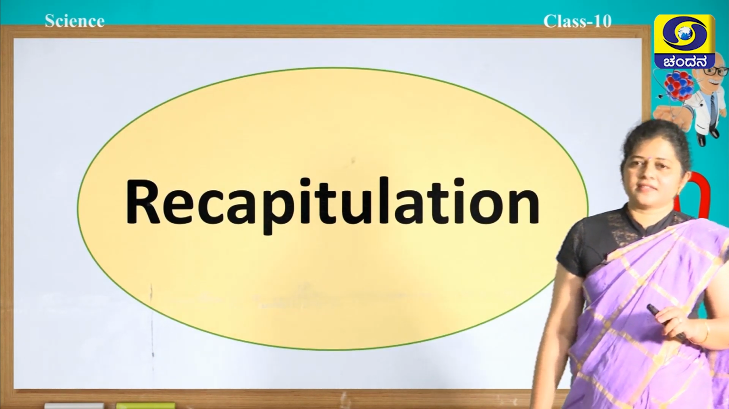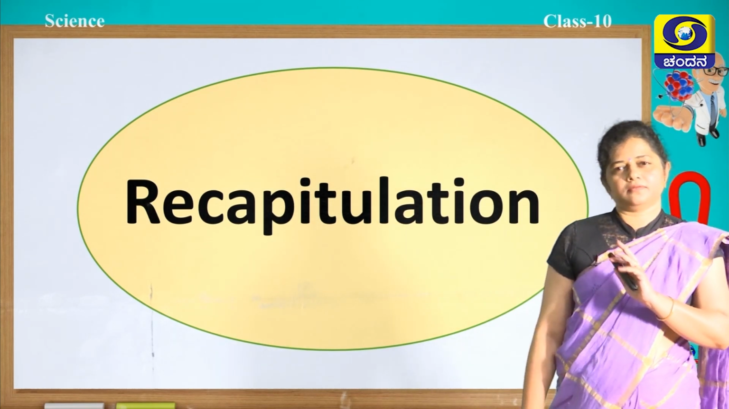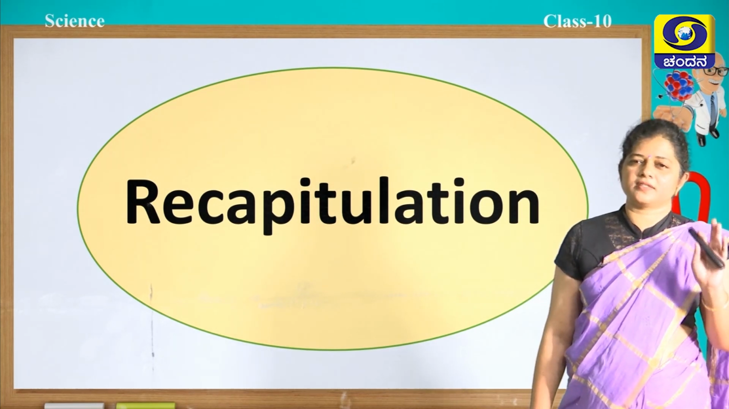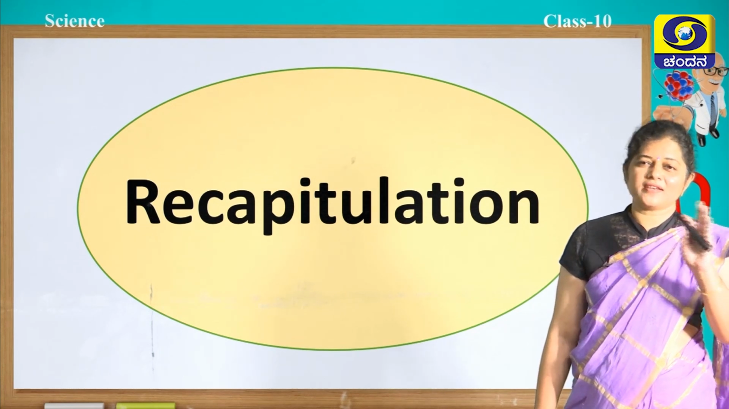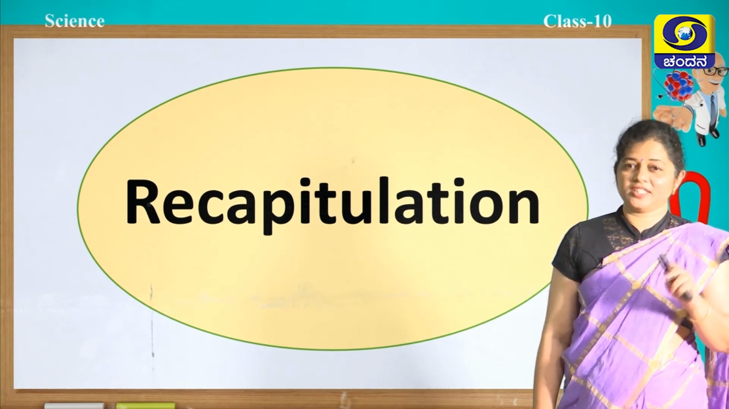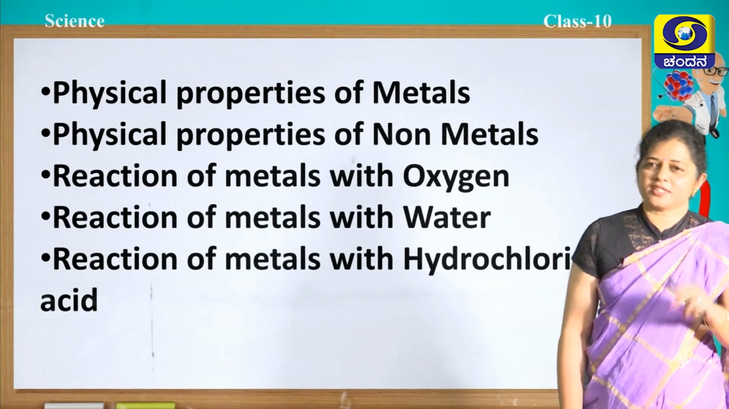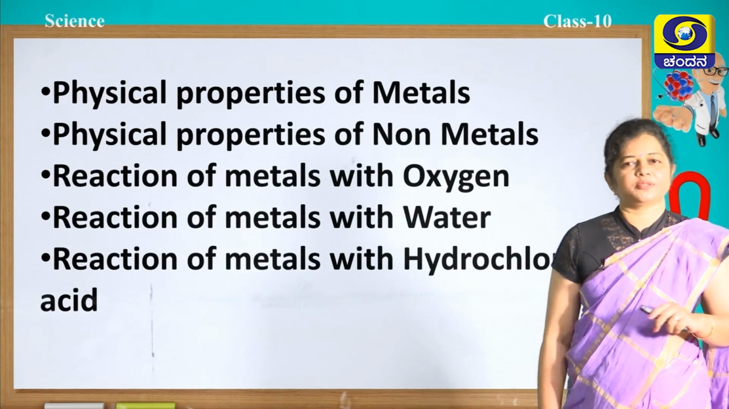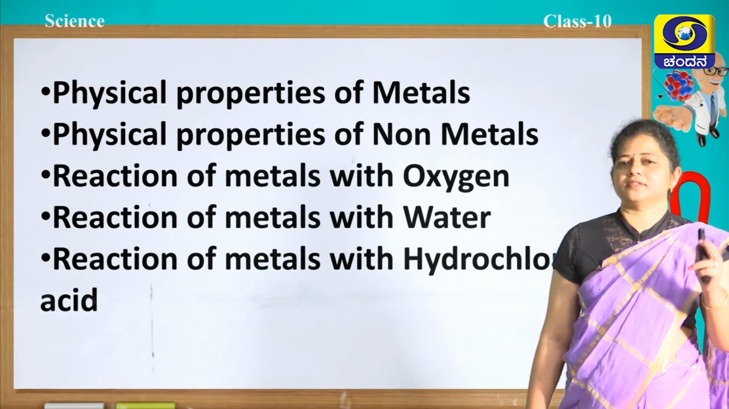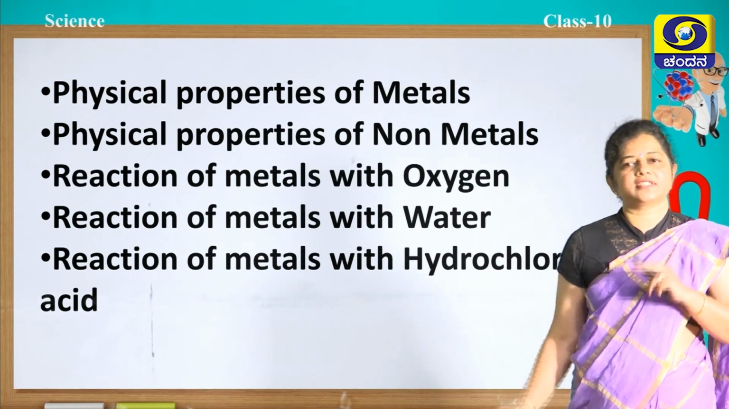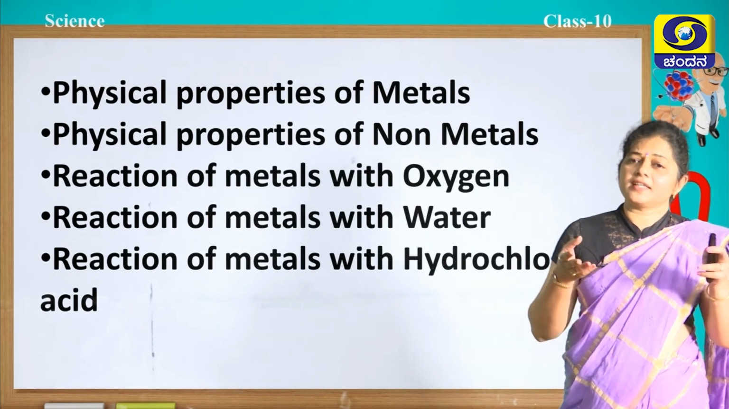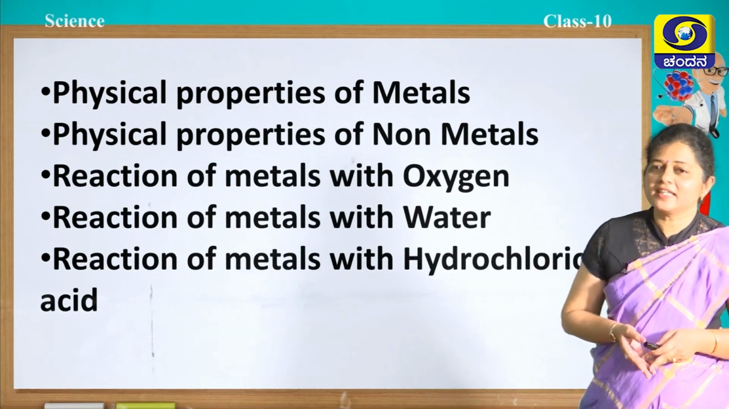Now in today's class we learnt a few properties of metals and non-metals. Now let's see what we have already learned in today's class. We learnt about the physical properties of metals, the physical properties of non-metals, the reactions of metals with oxygen, reactions of metals with water, and reactions of metals with hydrochloric acid.